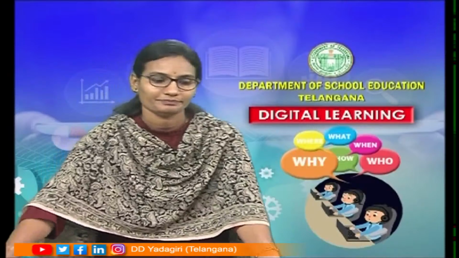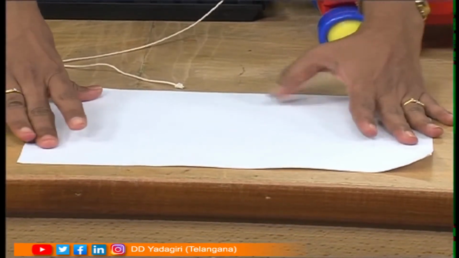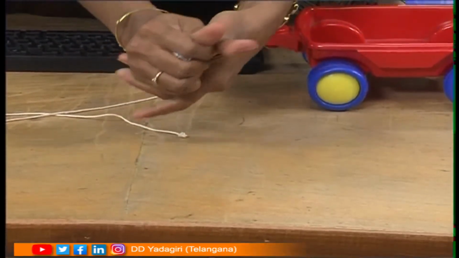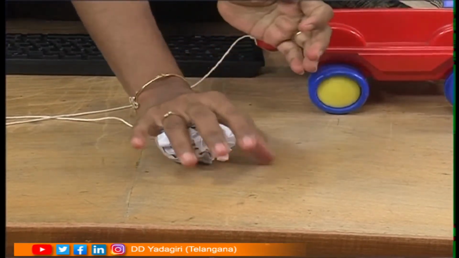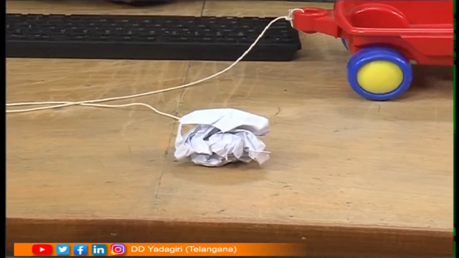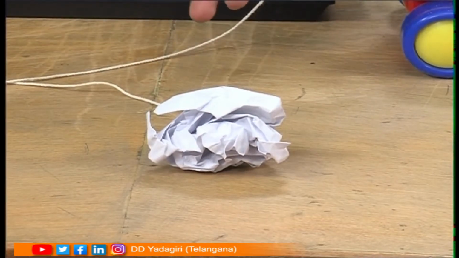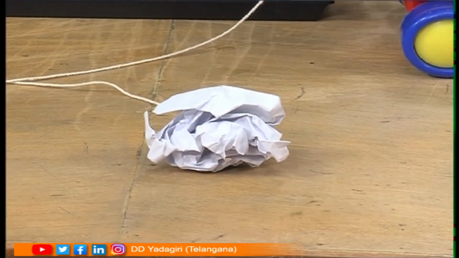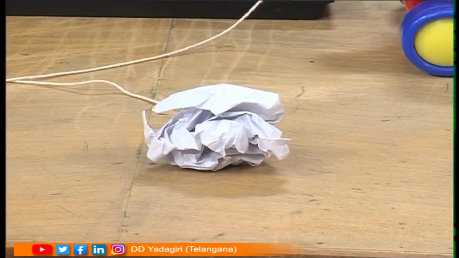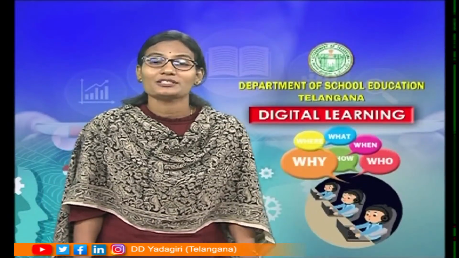Observe this paper, children. I am applying some force on this, which is in rest state now. Now also the paper is in rest state. What changes do you observe here? There is no change in the state of motion, it is in rest only. After the application of force also, it is in rest only. So what changes do you observe here? Yes, the shape changes, the dimensions change.